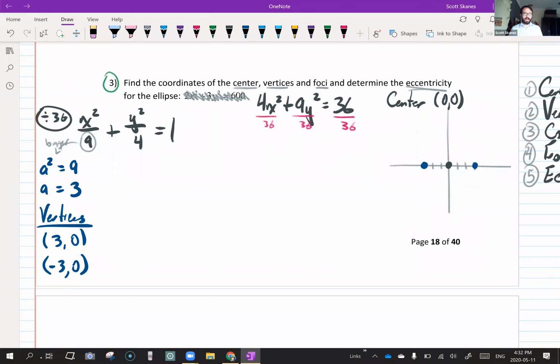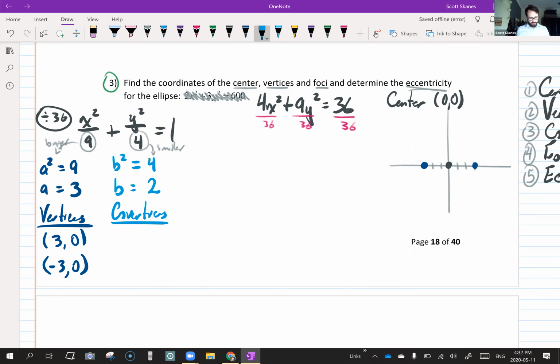Now, I got a. I'm always going to go from a and then get b and then get c and then get e. So watch this. Hopefully you're following me so far. What's b squared? b squared is the other value, 4. The smaller one. b is always the smaller one. So it's 4. That means b is 2. Good job, Abdo. And now that will give us my co-vertices.